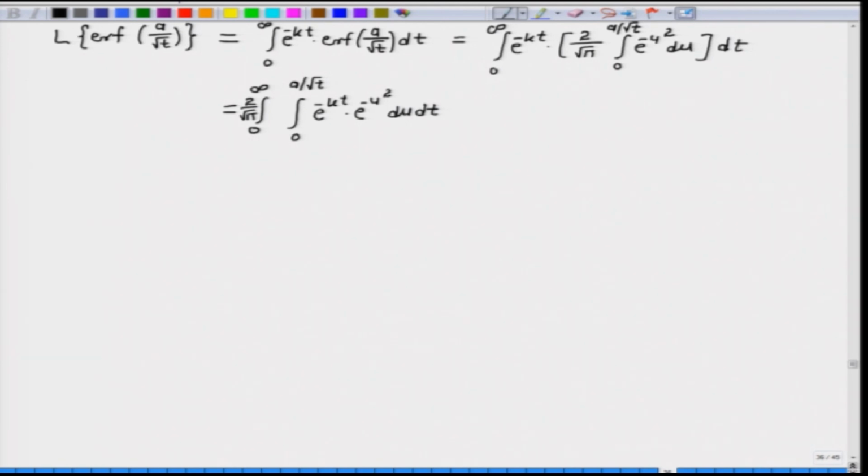So, now there is a double integral we have to evaluate. In this case the integral is first with respect to du and then with respect to dt. So, let us try to change the order of integration, so that it becomes convenient to solve. In this case the inner integral is with respect to u.